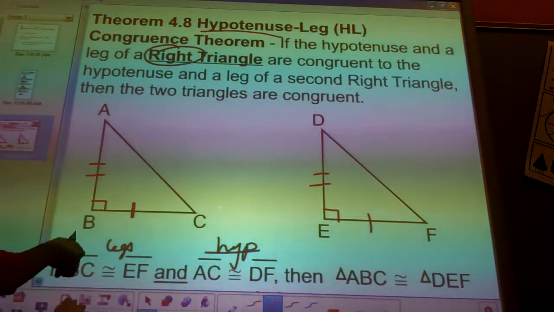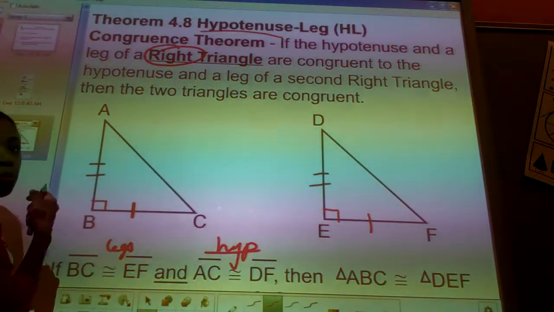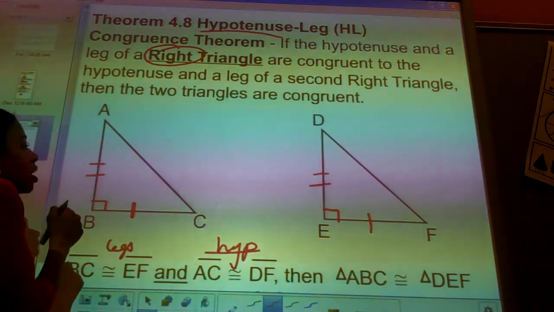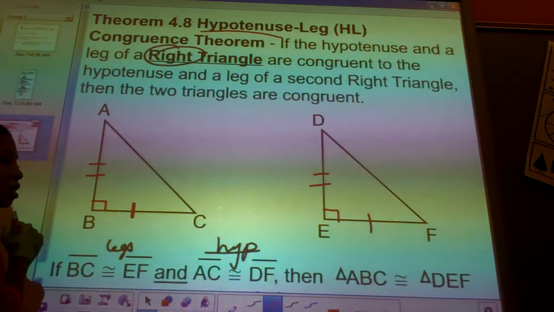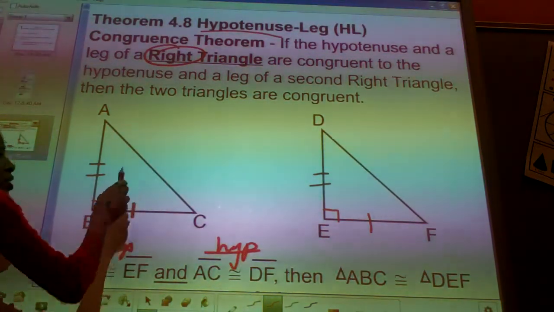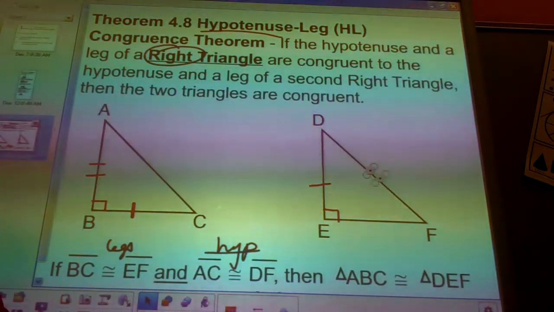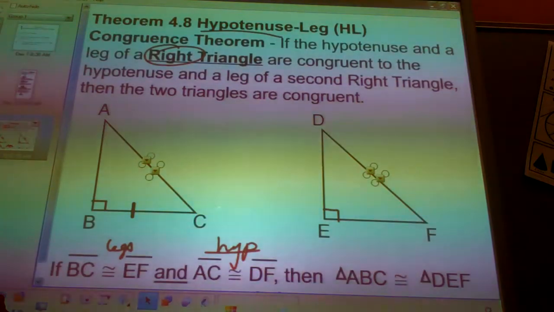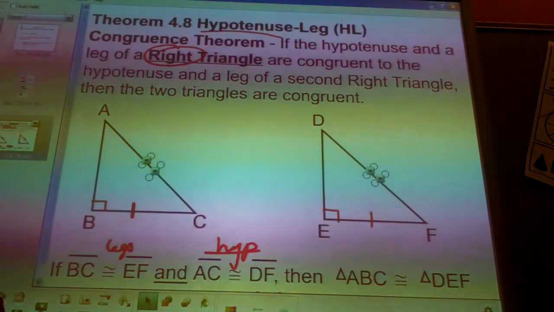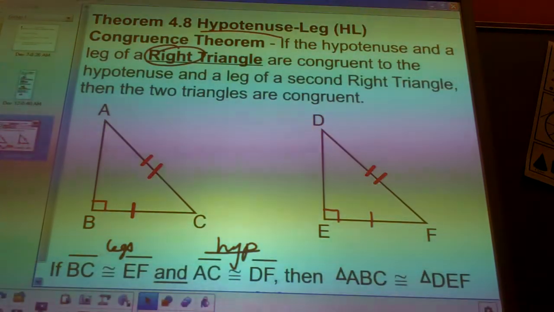But I see something that can override that. I see side angle side. That would be the theorem instead of hypotenuse leg. This would be side angle side instead. But again, for hypotenuse leg, if you're proving it by that, you must use the hypotenuse and one of the legs. So here we have this here, and that's 4.6.